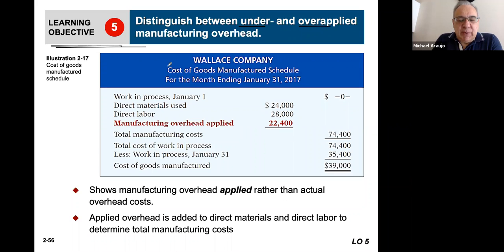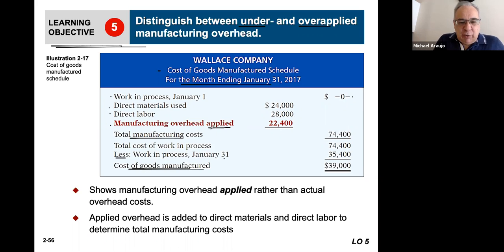Okay. So it starts with the cost of goods manufactured schedule. This is for the month of January. You see it's brand new. There's no work in process inventory to begin with. We have some direct materials that we've used. We have some direct labor. And of course, we have manufacturing overhead that has been applied. Remember, we apply it on that predetermined overhead rate. So that gives us our total manufacturing costs. We subtract out our work in process at the end of the month, and there's our cost of goods manufactured.